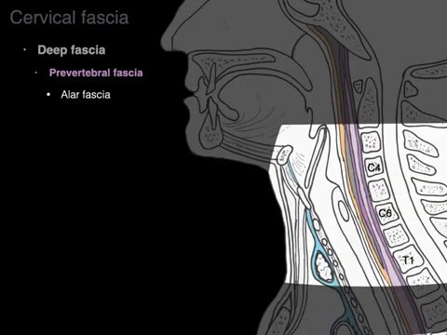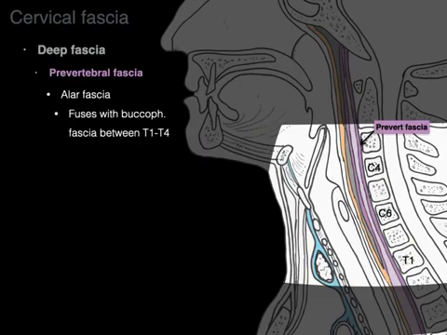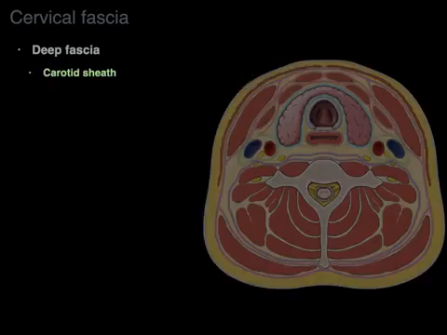Okay, and the alar fascia fuses with the buccopharyngeal fascia somewhere around the T1 to T4 vertebral level. Prevertebral fascia, alar fascia, buccopharyngeal fascia. Now follow the alar and buccopharyngeal fasciae. They fuse around the T1 vertebra in my illustration here.